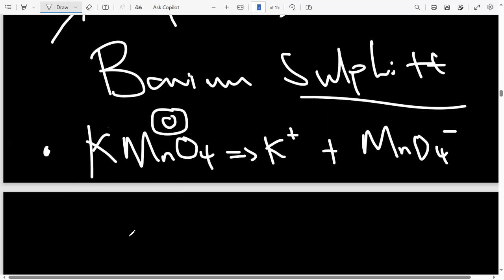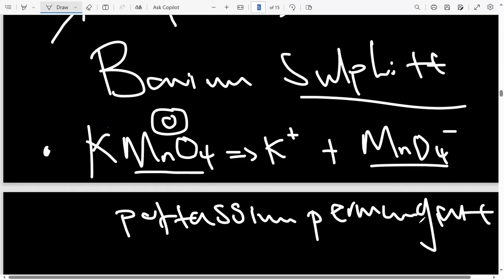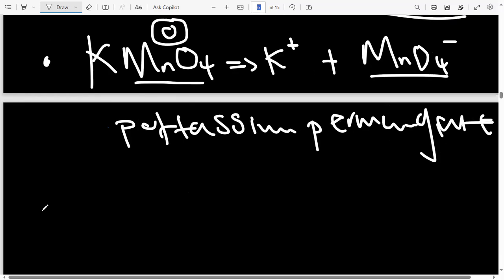So what is the name of this? We're just going to say the name of the metal, which is potassium. Then at the end, we write the name of this radical here, which is permanganate. So the name of that chemical compound is just potassium permanganate. All right, and then we look at the third one, which was, I've forgotten it.